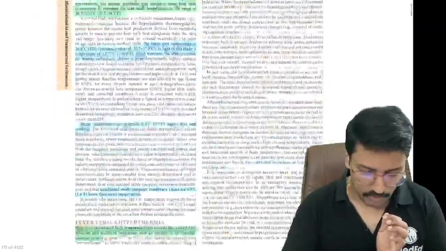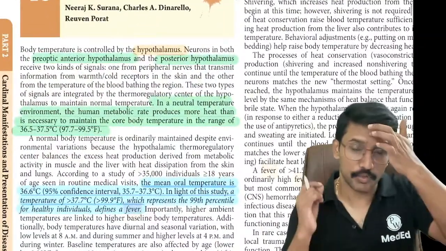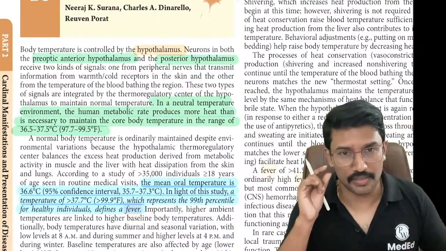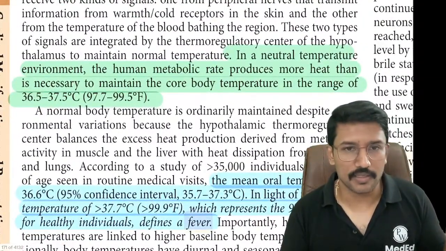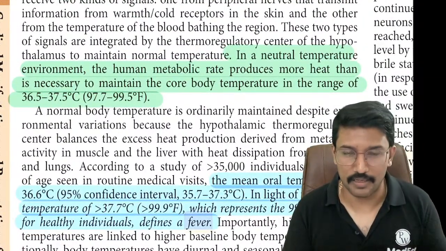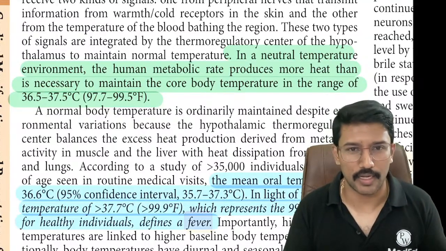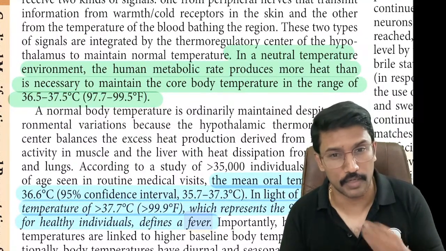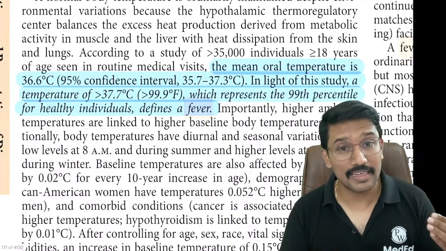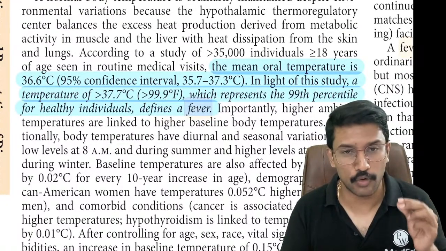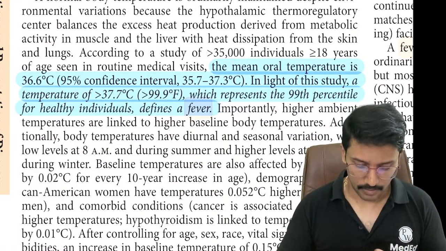So let me summarize what we have learned so far. We have understood that hypothalamus is the regulator. Set point is there in the hypothalamus. The normal core body temperature ranges from 36.5 to 37.5 degrees Celsius, which amounts to 97.7 to 99.5 degree Fahrenheit. We call it as fever when the temperature increases more than 99.9 degree Fahrenheit, right?